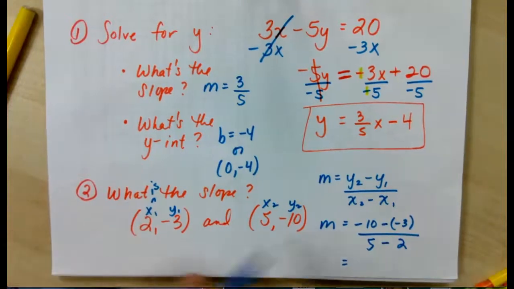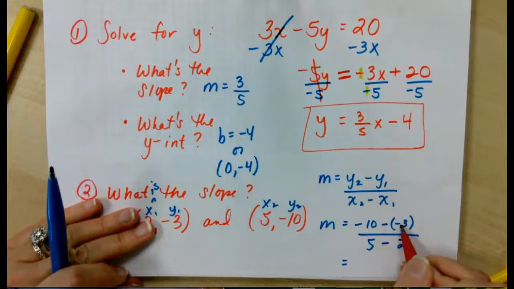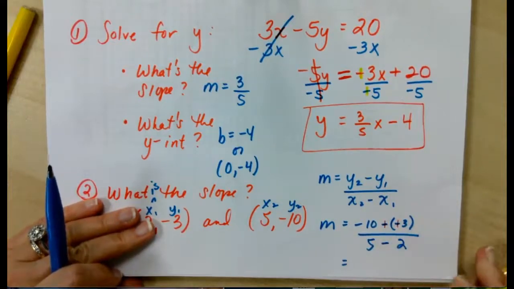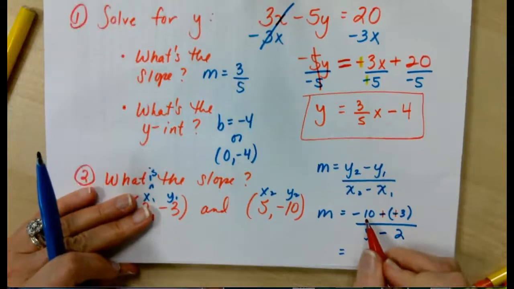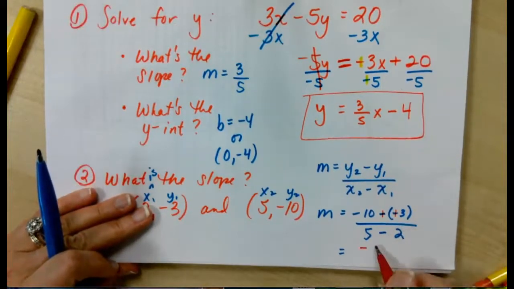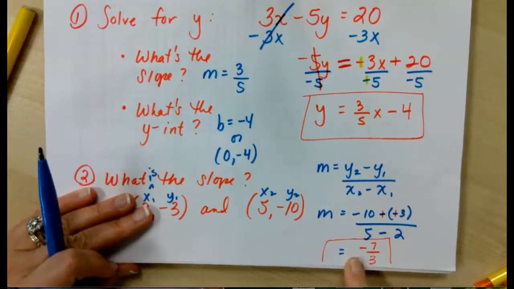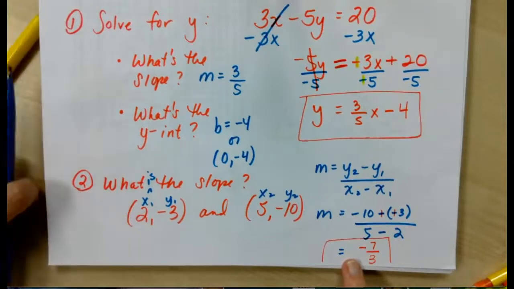So we end up with negative 10 minus a negative becomes plus a positive. So negative 10 plus 3 is negative 7. 5 minus 2 is 3. So our simplified slope is negative 7 over 3.